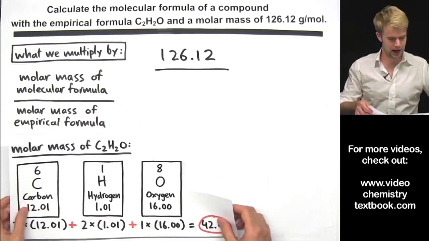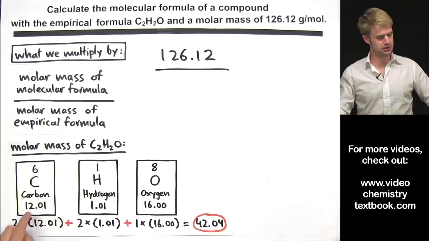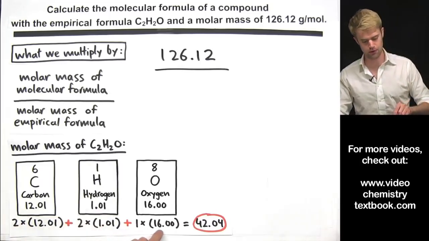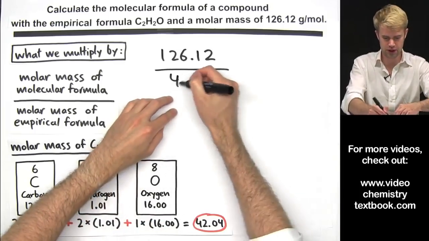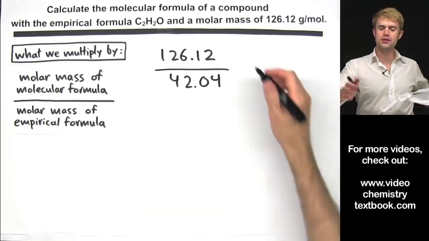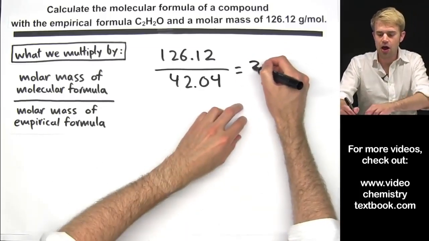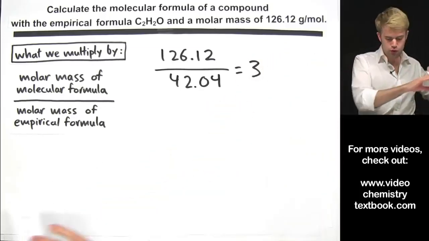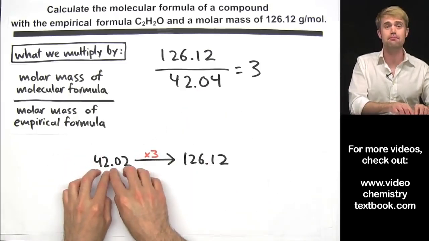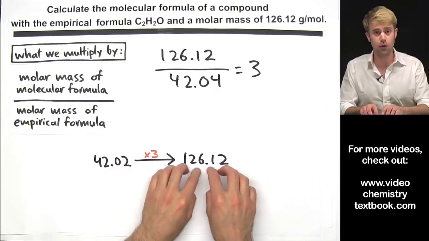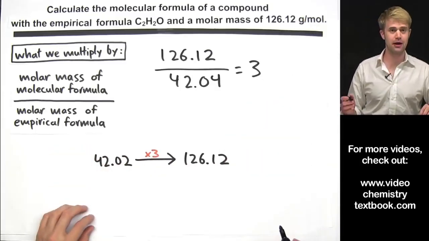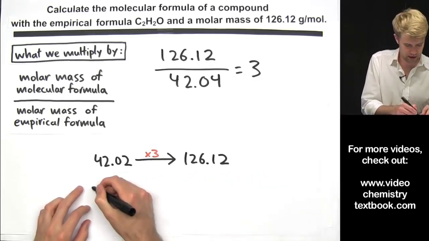So here's how we'll do it. We add 2 times the molar mass of carbon plus 2 times the molar mass of hydrogen plus 1 times the molar mass of oxygen and get 42.04. We do this division here and we get 3. 3 is what we have to multiply the molar mass of the empirical formula by to get the molar mass of the compound.